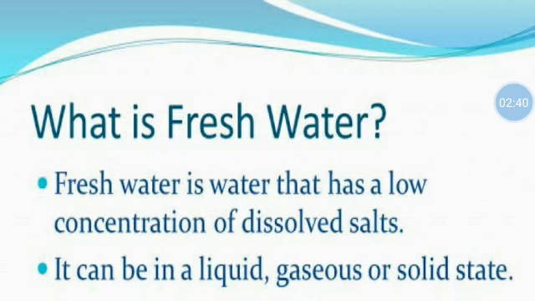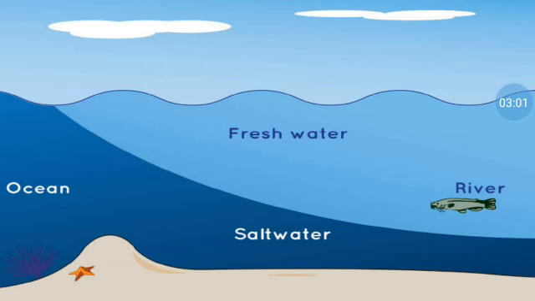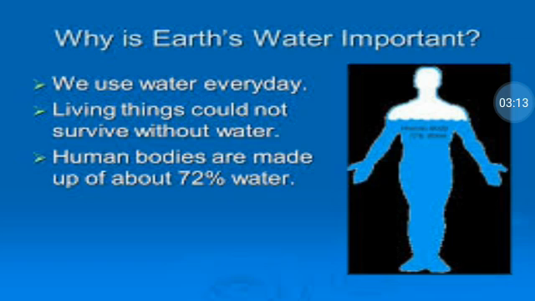Next, what is fresh water? Fresh water is water that has a low concentration of dissolved salts. This means the content of salt is very less in fresh water. It can be in liquid, gaseous or solid state. Where can we find fresh water, children? We can find fresh water in rivers. On the other hand, we can find salt water in seas and oceans.